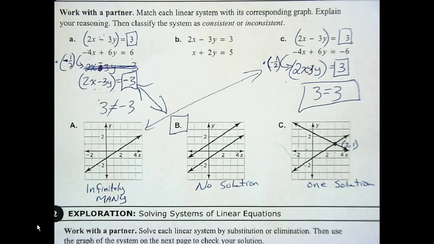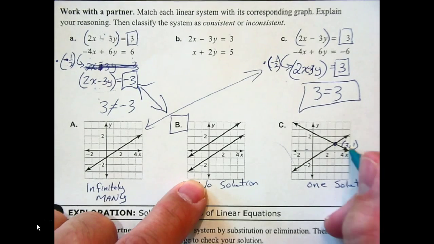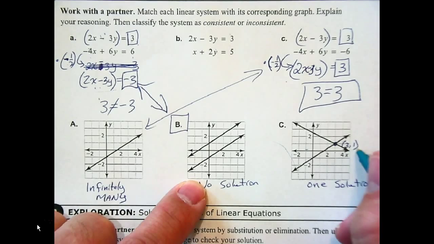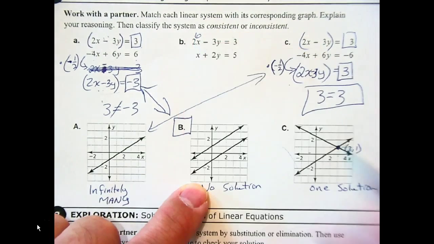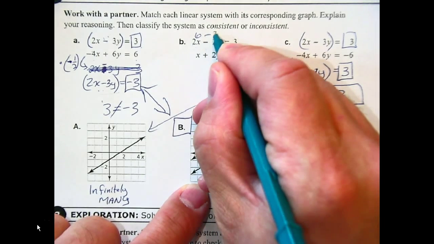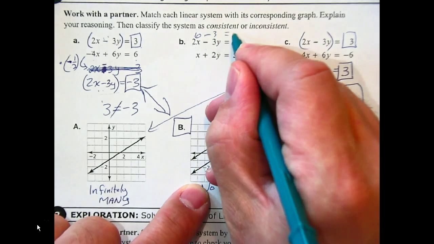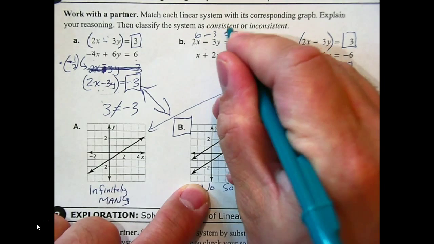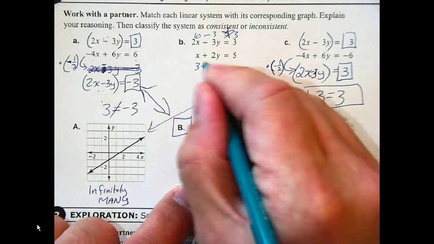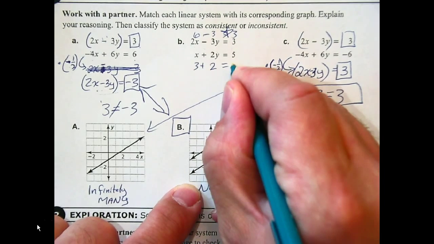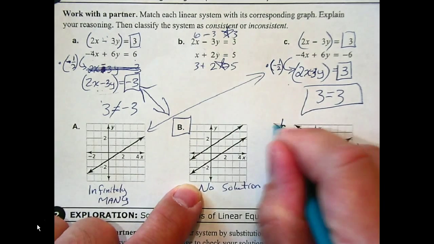If I wanted to check that, I know this is a solution. I can just plug it in. 2 times 3, that's 6. Minus 3 times 1, which is 3, equals 3. Is that true? Yep. So it's a solution to that one. Try this one. 3 plus 2, does that equal 5? Yep. So that goes with that.